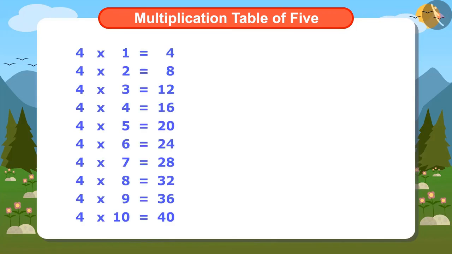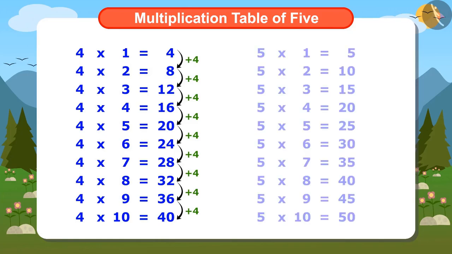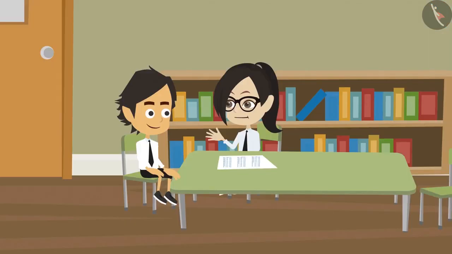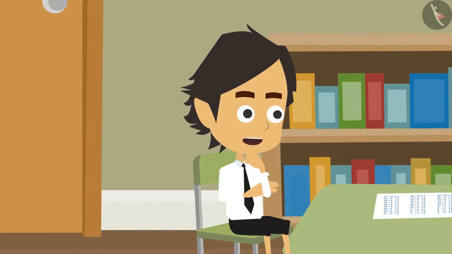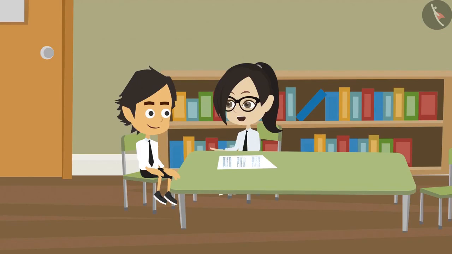The multiplication table of 4 is written by adding 4 repeatedly. In the same way, multiplication table of 5 is written by adding 5 repeatedly. But I used the multiplication tables of 2 and 3 to write the table of 5. How do you write the multiplication table of 5 with the help of tables of 2 and 3? Let me show you how to write the multiplication table of 5 using tables of 2 and 3.